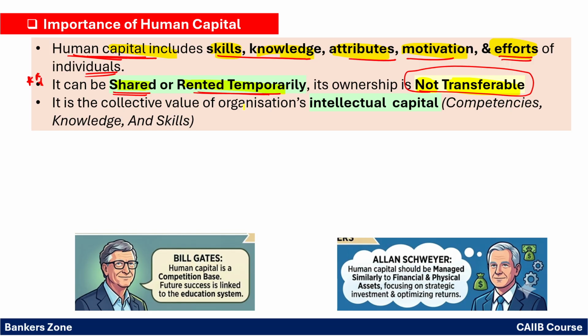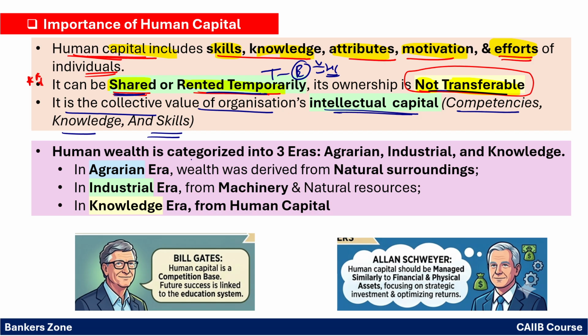What is it, see here, human capital basically refers to what? The individual. Human capital means simply the talented employee you are having. We will simply call it the human capital. Okay, so you can share it, you can rent it temporarily, but you cannot transfer it. This is a collective value of the organization's intellectual capital. So what is intellectual capital? It can be the competency, knowledge and the skill the employees of the organization are having, right?